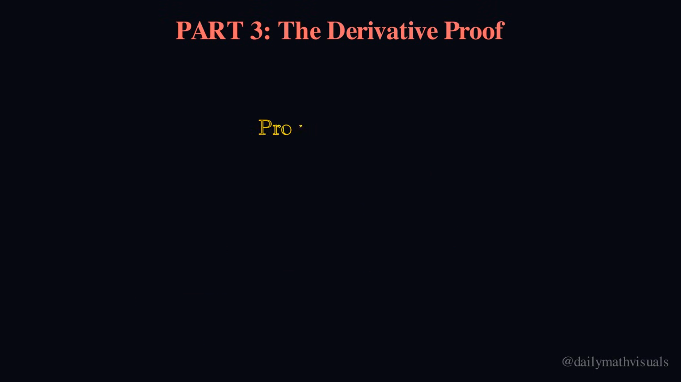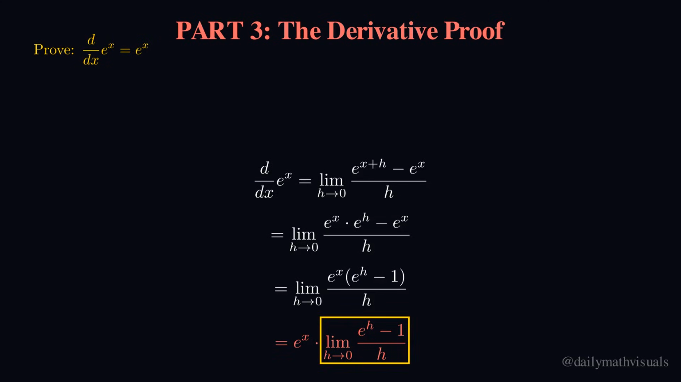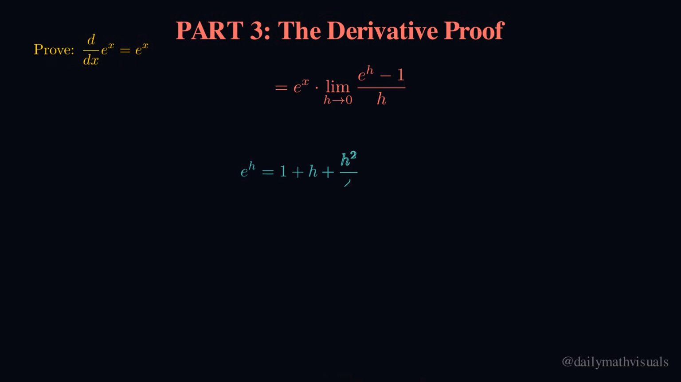Now let's prove that the derivative of e^x equals e^x using the limit definition. The derivative is defined as a limit. Applying this to e^x, we get (e^(x+h) - e^x) divided by h. Using the exponent rule, e^(x+h) equals e^x times e^h. Factor out e^x. Since e^x doesn't depend on h, we can pull it outside the limit. Everything hinges on this limit.